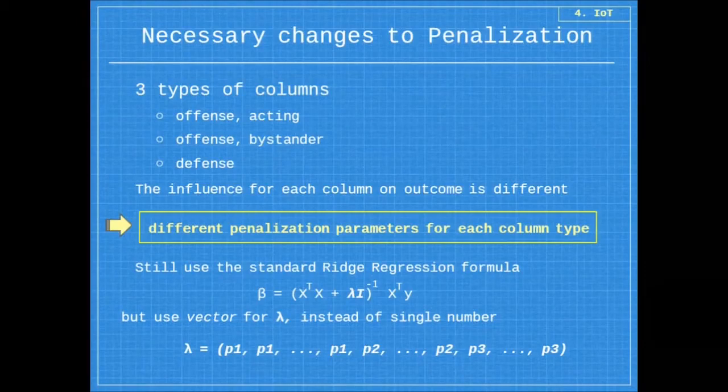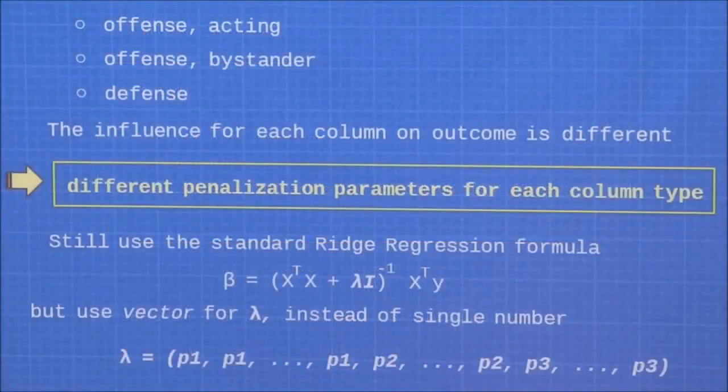So who's taking the shot has a bigger influence than who's on the court with you. Like Kyle Korver has a bigger influence on the shot going in than just the guys that are on the court with him. So we need to do different penalization for each column type, and thankfully we can use the same standard ridge regression formula. The only thing we have to do is turn lambda into a vector instead of a single number.